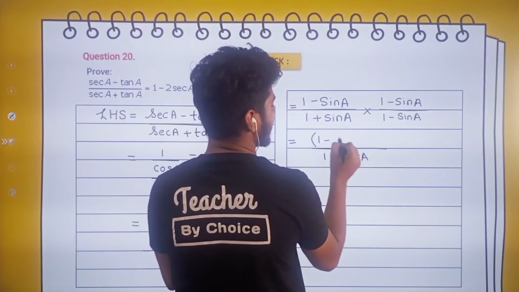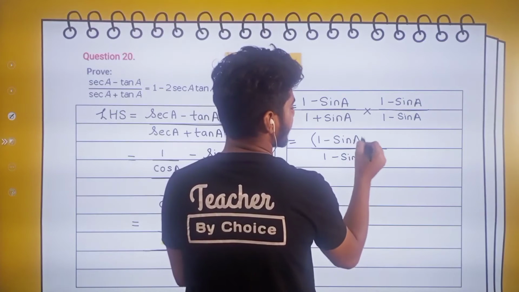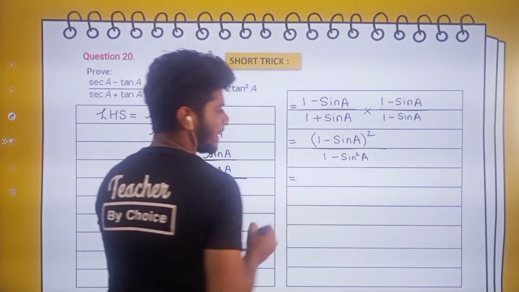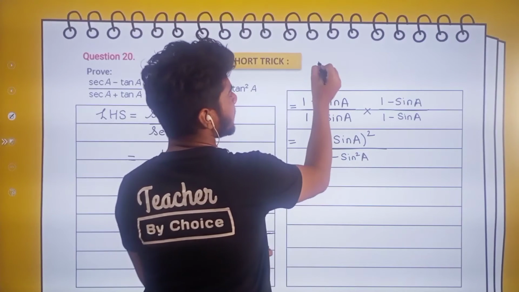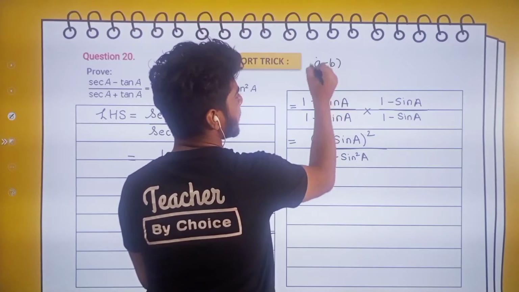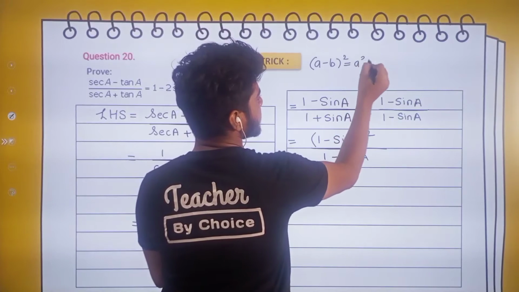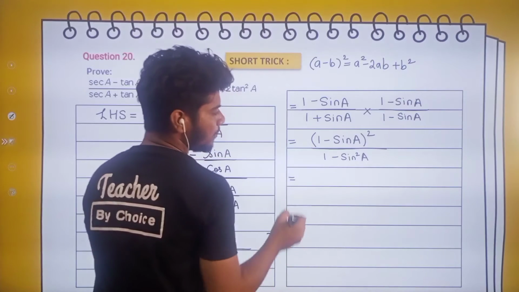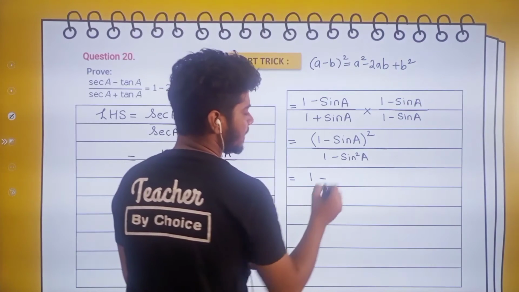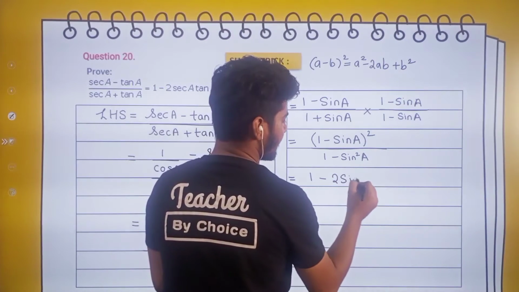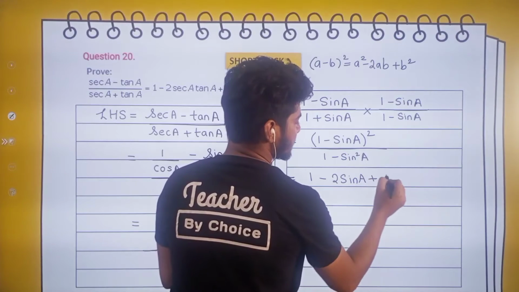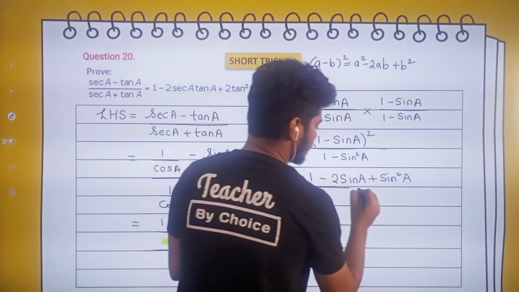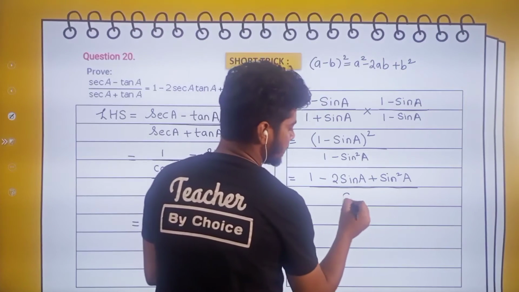Can I write 1 minus sin A the whole square? Yes, everybody remember the formula A minus B the whole square. What is A minus B the whole square? See, if you don't remember A minus B the whole square, I am writing here A square minus 2AB plus B square. Okay, so 1 minus 2 sin A plus sin square A, right? What is 1 minus sin square A? 1 minus sin square A is cos square A.